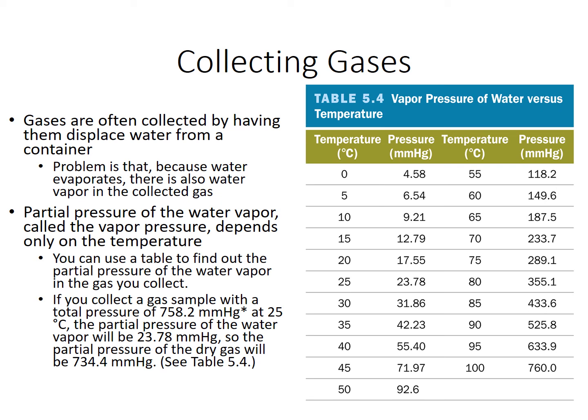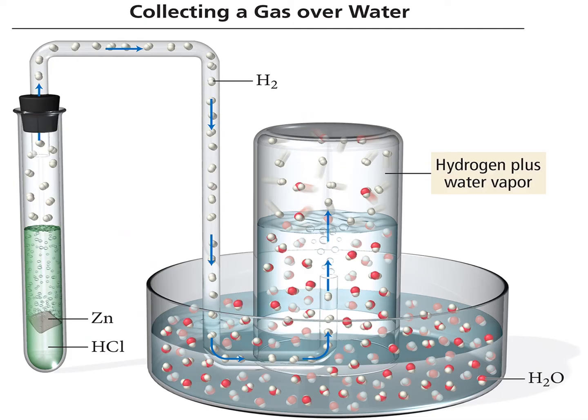So we can use that to determine what the partial pressure of that dry hydrogen gas would be, and that would be 734.4 millimeters of mercury. So we can take that total pressure minus the partial pressure of water, and that will get us the partial pressure of hydrogen gas. This is the pressure that we would now use in our PV equals nRT in order to then find out these other variables. Okay, so here's our setup once again.